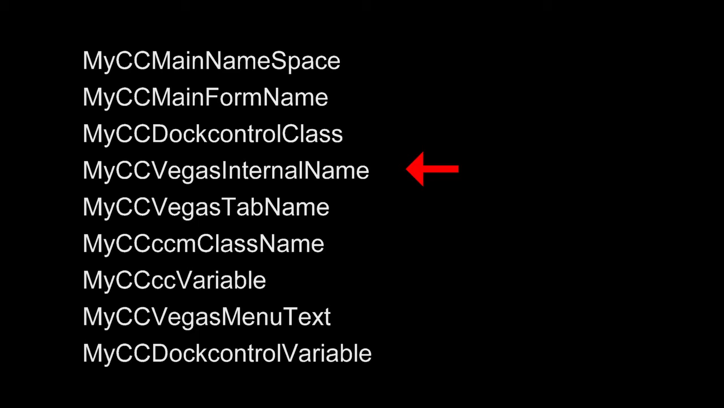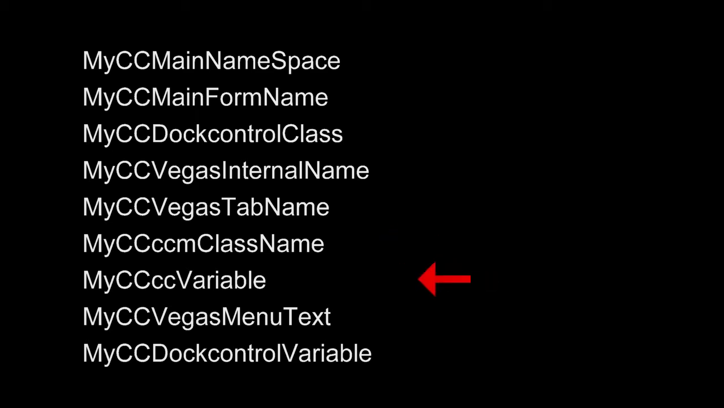Next was the VegasInternalName. This is a unique internal identifier for Vegas to use. The fifth one is VegasTabName. This is the name that Vegas will show in the custom command tab. The sixth one is CCCMClassName. This is the class name used for the ICustomCommandModule. And please note that that will not be inside of the namespace.